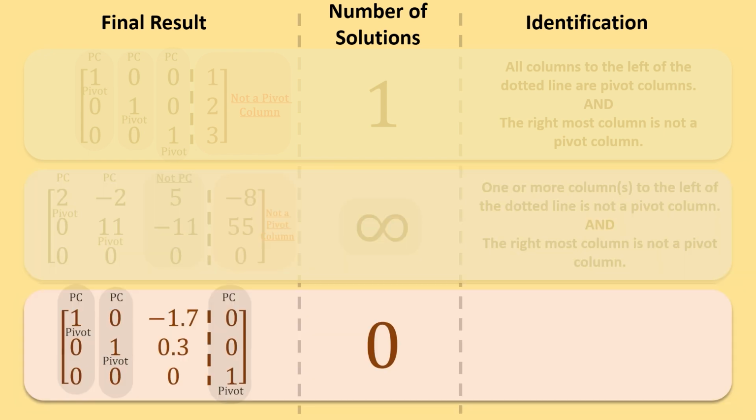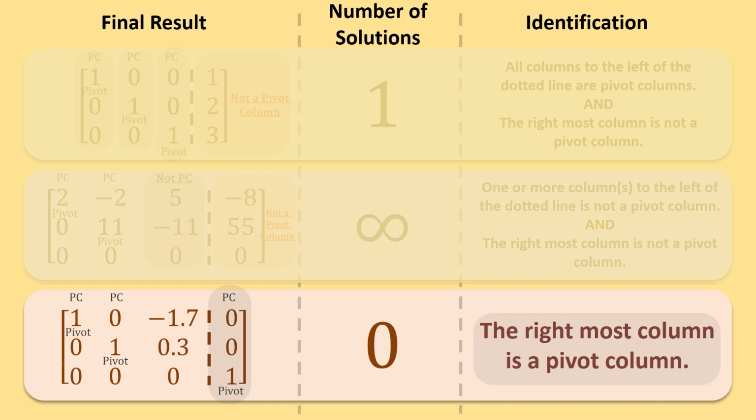For the final scenario, if the right-hand column is a pivot column, which happens when the left side of the row is all zeros, and the value on the right column is not a zero, basically when this happens, we call our system of equations inconsistent since it has no solutions. There is no combination of values for our variables that satisfies our system of equations.